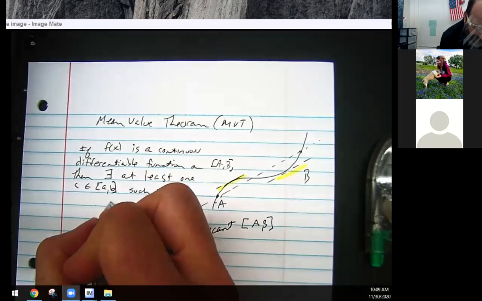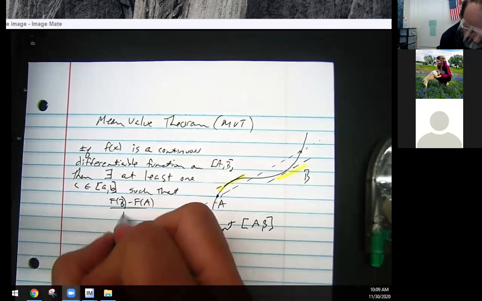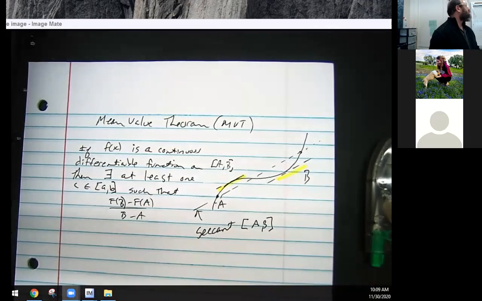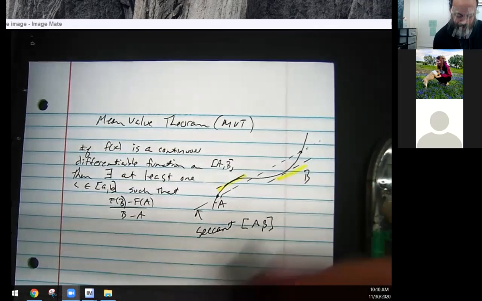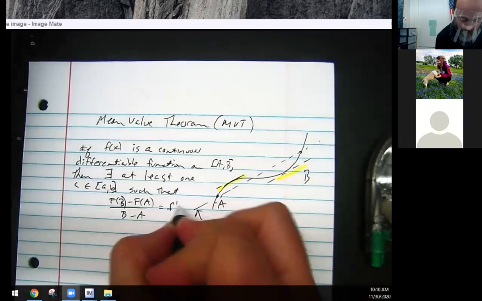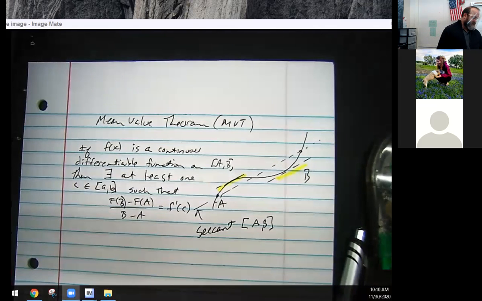if you did f of B minus f of A over B minus A, now what does that look like to you guys? What is f of B minus f of A over B minus A? That's your average rate of change. This line right here is f prime of C. There is some place where the slope of the tangent matches the slope of that secant. It's a pretty simple little idea, okay?